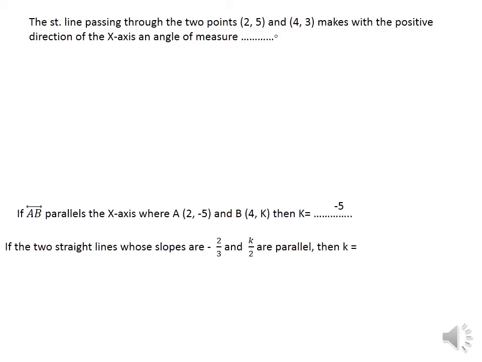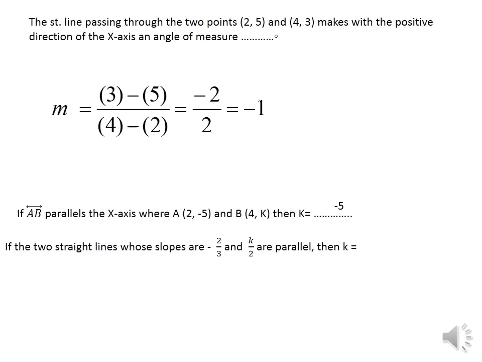Find the angle between the straight line and x-axis in positive direction if the line passing through the 2 points (2, 5) and (4, 3). First, find the slope of this line. Apply the rule. It will be negative 1. And we know that the slope equal tan theta. Theta is the angle between the x-axis and the straight line in positive direction. So, tan theta will be equal negative 1. And to find the angle, it will be tan inverse of negative 1. Finally, it will be negative 45.